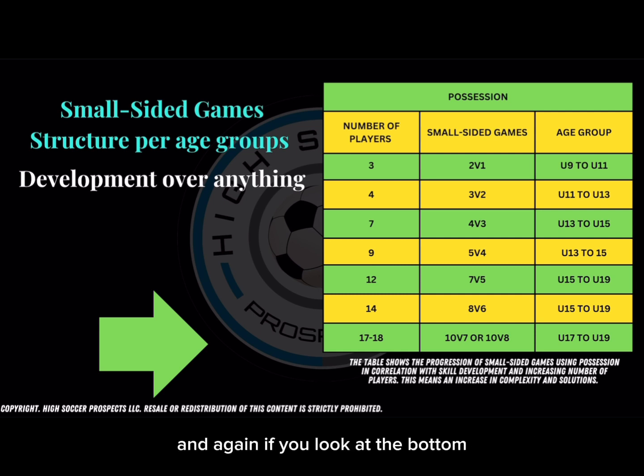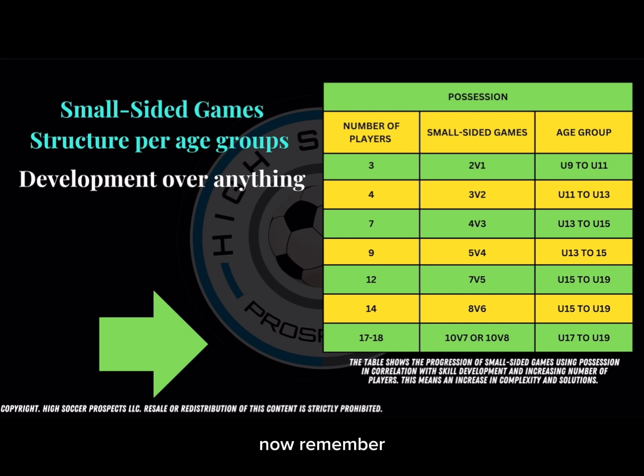And again, if you look at the bottom, there's a small note. The table shows the progression of small-sided games using possession in correlation with skill development and increasing number of players. This means an increase in complexity and solutions. And as they're getting older and they're developing skill, we will increase the number of players, and obviously that will make it more complex and provide additional solutions to solve problems.